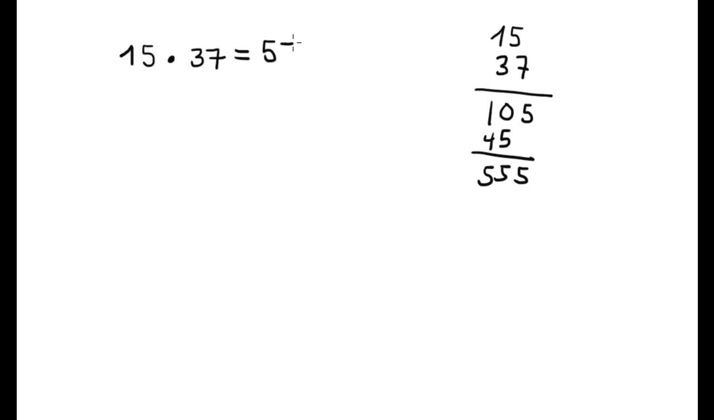5 times 7 is 35. Carry the 3. 1 times 7 is 7, plus 3 is 10. Then 3 times 15... carry that 1. 3 times 1 is 3, plus 1 is 4. The answer is 555.